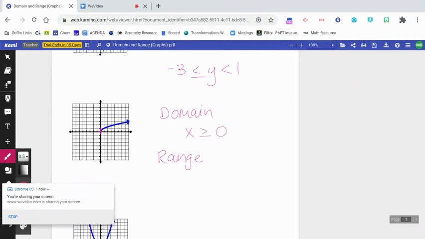Similarly with the range, this time we're going from the bottom and going up. I see the lowest possible value on the y-axis is also 0. And even though this looks like it's trailing off to the right, it also is slowly increasing over and over and over. Therefore, it never stops going up, which means that our range is also every single number that is greater than or equal to 0. So our y is greater than or equal to 0.